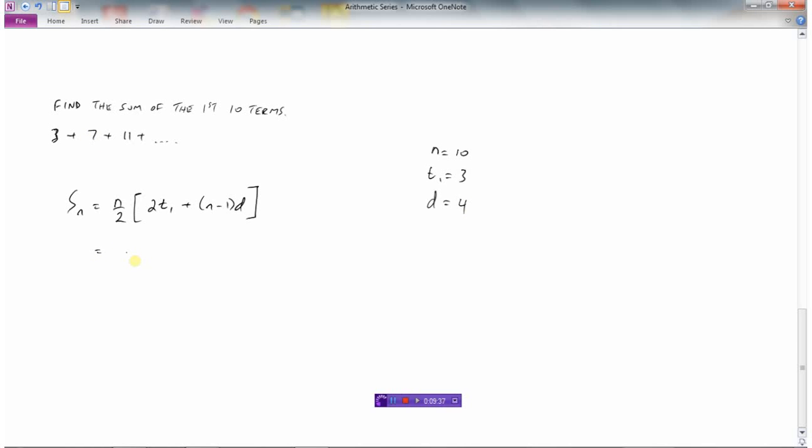So now, 10 divided by 2, times 2 times the first term, plus n minus 1, so 10 minus 1, times the difference. And now we just have to do the arithmetic with the numbers. So 10 divided by 2 is 5, 2 times 3 is 6, 10 minus 1 is 9, 9 times 4 is 36. 6 plus 36 is 42. And 5 times 42 would be 210. So the sum of the 10 terms of this arithmetic series would be 210. Let's look at another example.